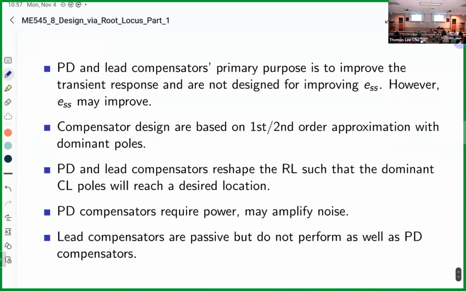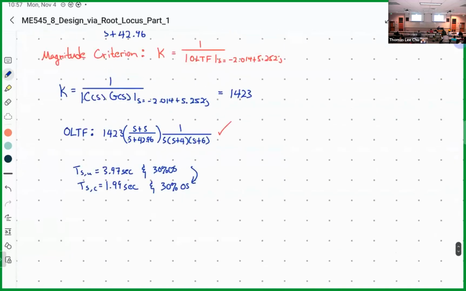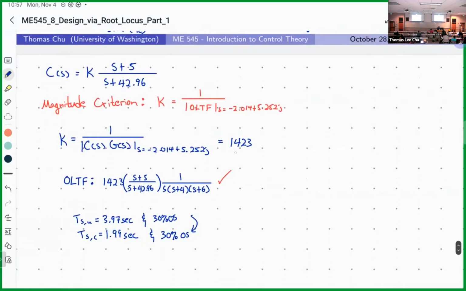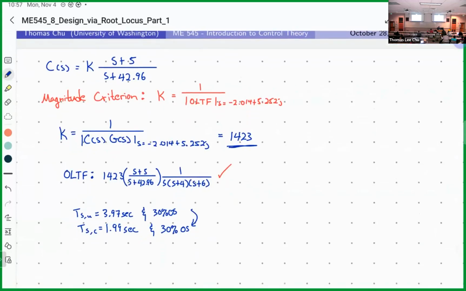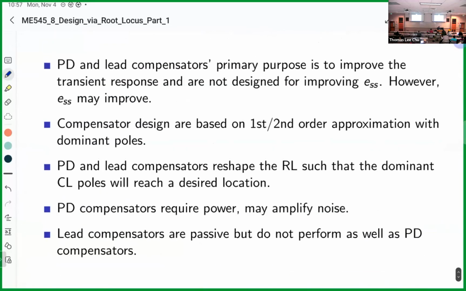Just some takeaways. PD and lead compensators' primary purpose is to improve the transient response, and they are not designed for improving the steady state error. However, steady state error may improve. I'll show you that in PID controller design. The reason why steady state error may improve is because we're choosing a gain, and by increasing the gain, we reduce steady state error.